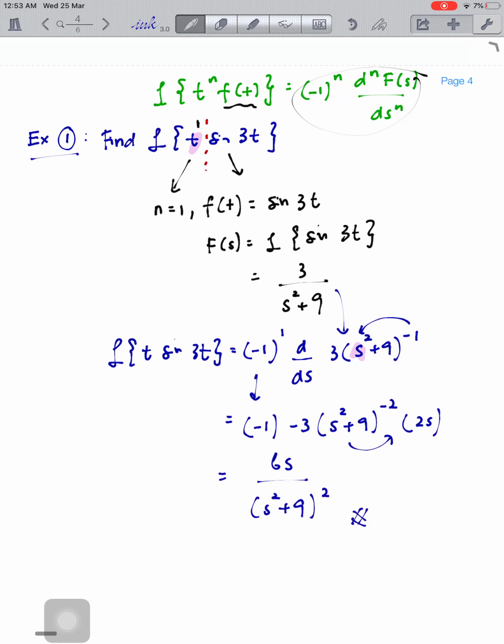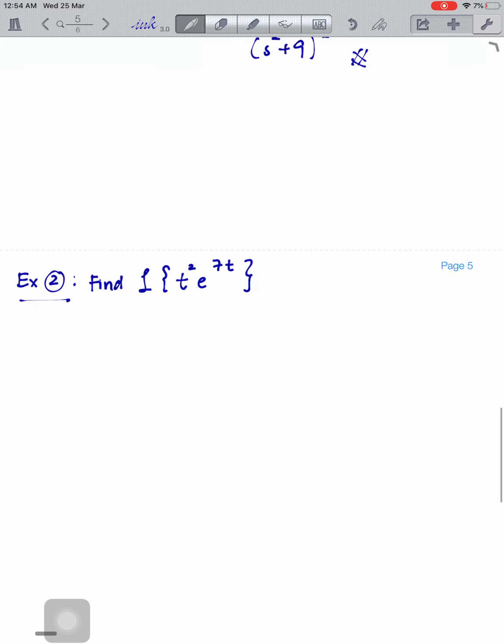Alright, so you have to differentiate, and whatever you get, don't forget to multiply by the negative 1 to the power of n at the front. That will be the outcome of the Laplace transform. So that is my first example.